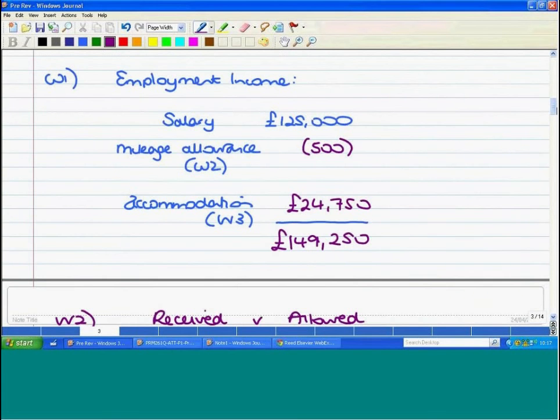So as I read through the question, I put in the salary. Now, the mileage allowance and the accommodation, I haven't been able to do off the top of my head. I have had to go off and do another working. So again, I've shown this by labelling them up separately to show my marker where they can find these answers.